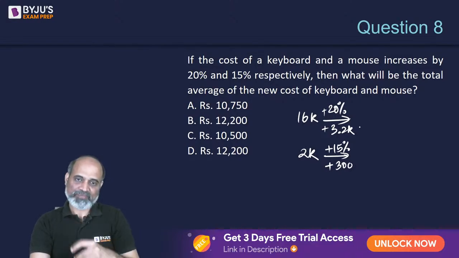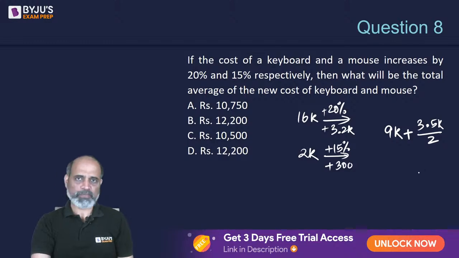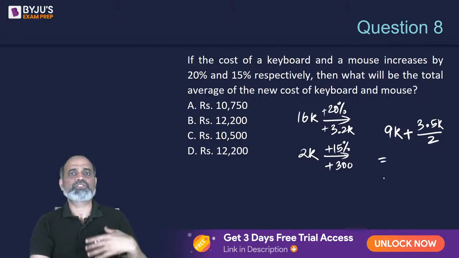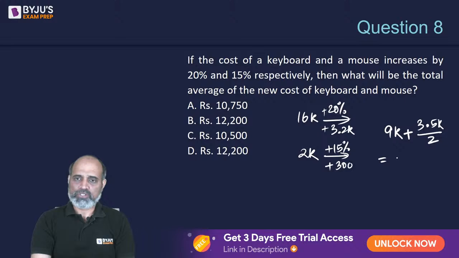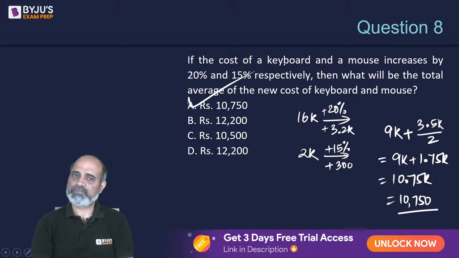So the average initially was 9,000. The new average will be 9,000 plus half of 3,200 plus 300, which is half of 3,500. Right? To the previous average we add the extra that we have. So this is 9,000 plus 1,750, which is going to be 10,750, which will be option A.